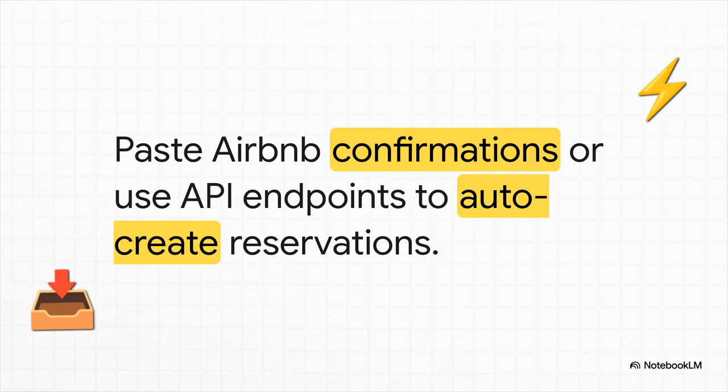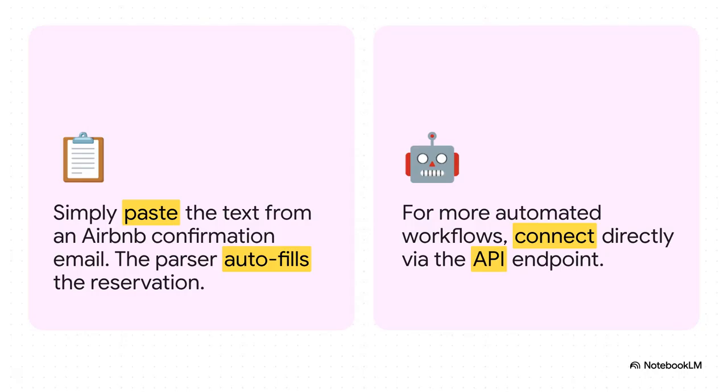Okay, let's talk about a feature that is a real game changer. That endless, soul-crushing manual data entry from other booking sites? Host Hustle lets you effortlessly import your Airbnb bookings. And you get 2 ways to do it, so you can pick whatever you're comfortable with. The absolute simplest way? You just copy the text from an Airbnb confirmation email, paste it in, and the system's parser reads everything and fills out the reservation for you. It's like magic. Or, if you're a little more tech-savvy, you can connect directly using the API for a totally automated workflow. The choice is yours.